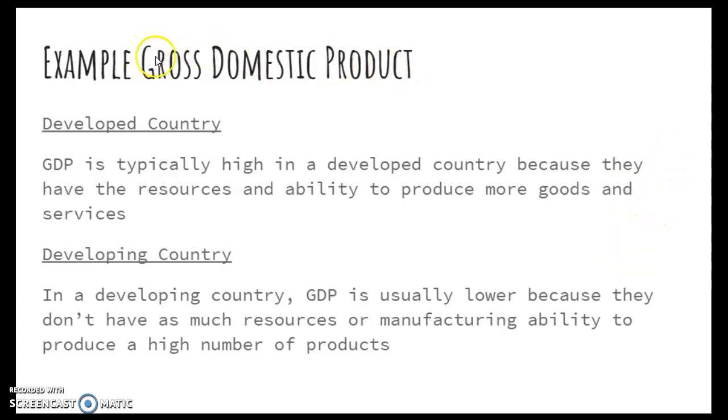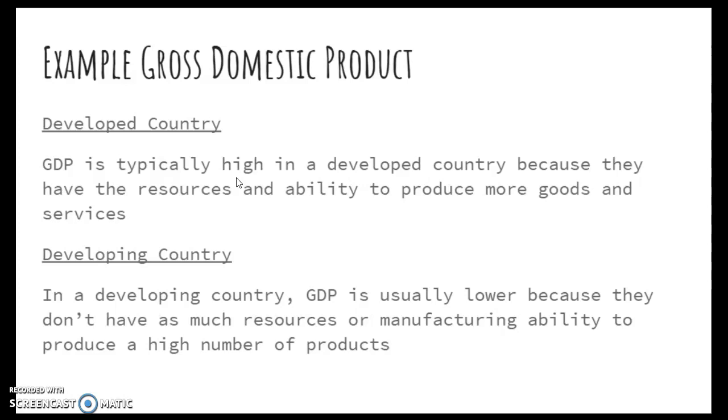So for our example of gross domestic product, in a developed country, GDP is typically going to be high because they have resources, they have manufacturing ability. They can produce more goods and services. So GDP will be higher in a developed country. In a developing country, GDP is usually lower because either there's not as much access to resources, or they don't have the manufacturing ability that they need if you're going to produce a high number of products. So that's one example that you can use for how to do your work.